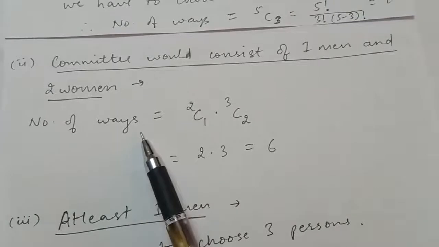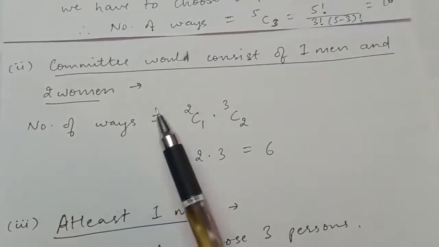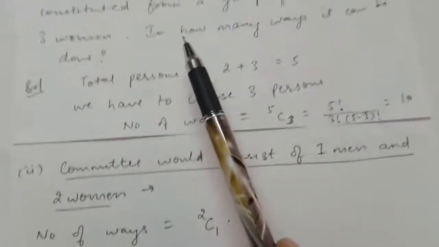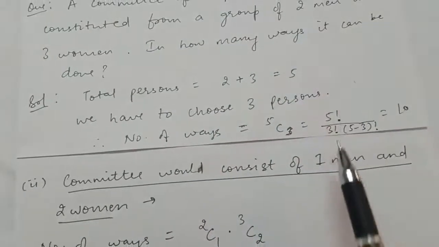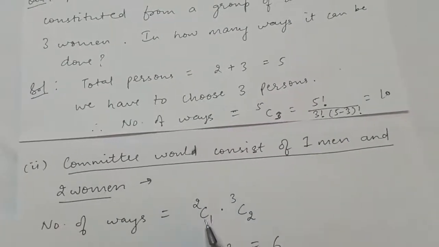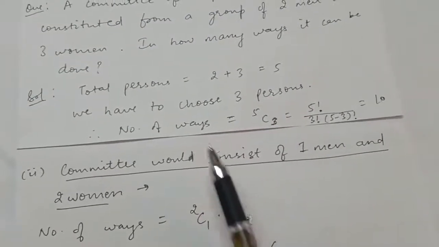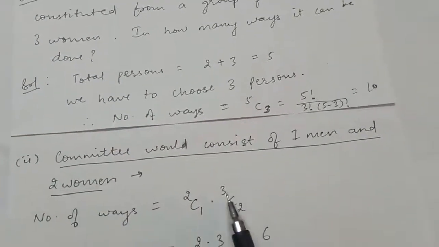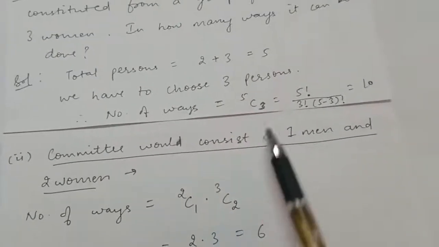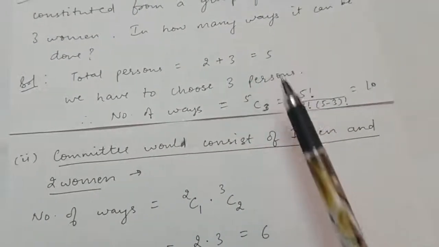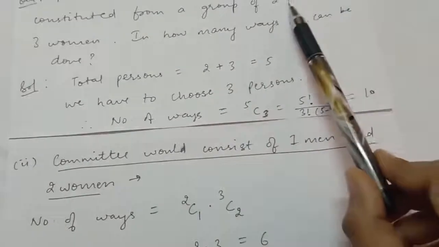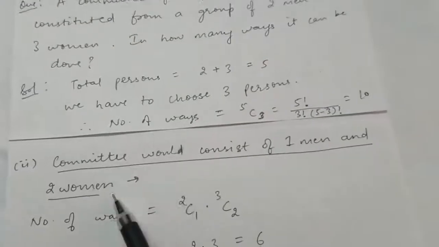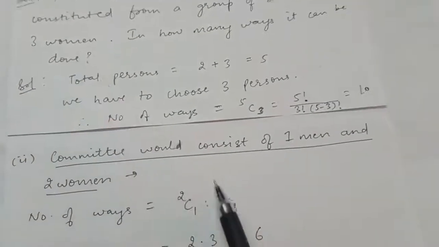So the number of ways will be, see, we have to select 3 persons for the committee, and there are 2 men, out of which we want to select 1, which can be done in 2C1 ways, into there are 3 women and we want to select 2 women, so it can be done in 3C2, right? Now total persons does not matter because we want 1 man to be selected out of 2 men, which can be done in 2C1 way, and 2 women out of 3 women, which can be done in 3C2 way.